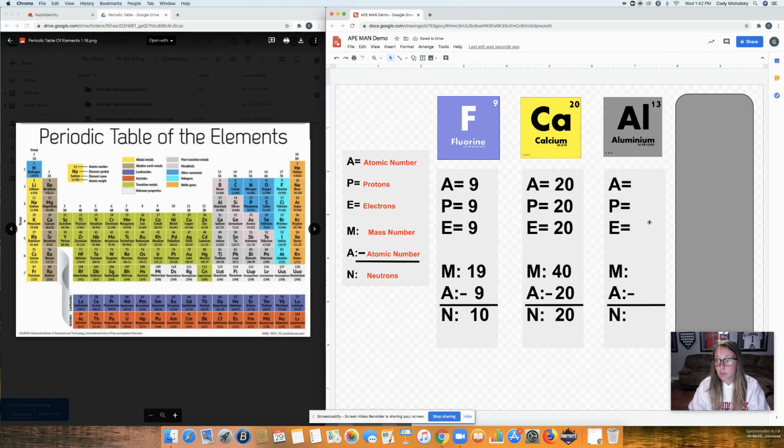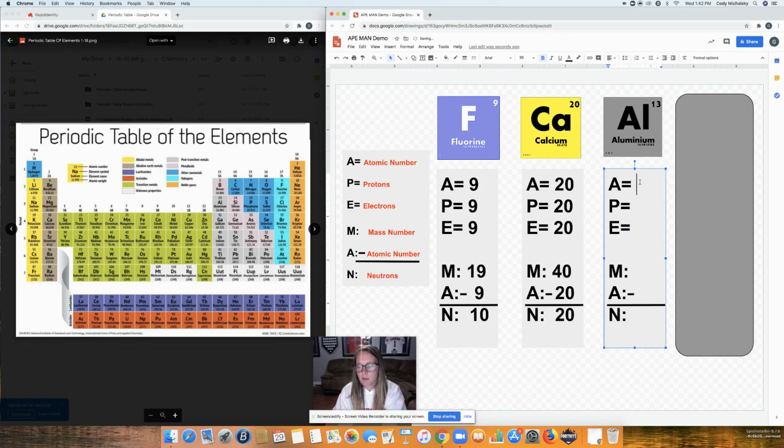Next example is aluminum. Aluminum has an atomic number of 13. Therefore, this stable element has 13 protons and 13 electrons. Its atomic weight is 26.98. So I need to round to 27. And then an atomic number of 13. 27 minus 13 is 14. So you have 13 protons, 13 electrons, and 14 neutrons.